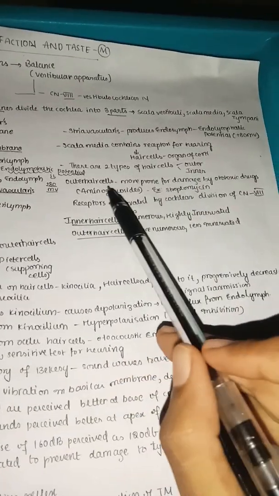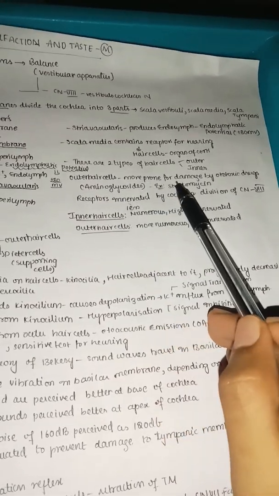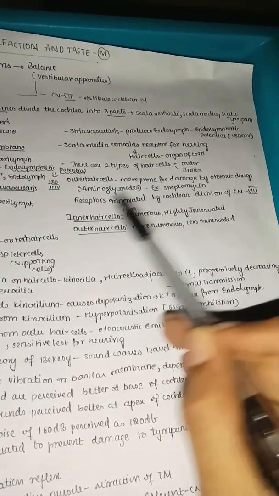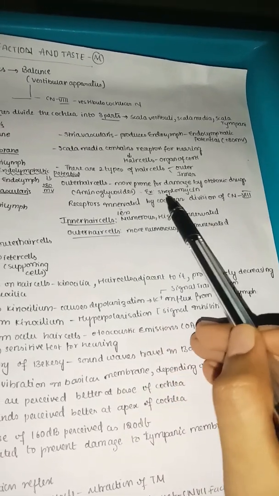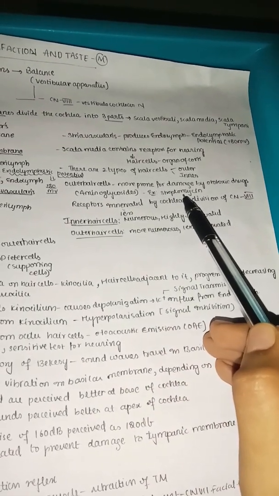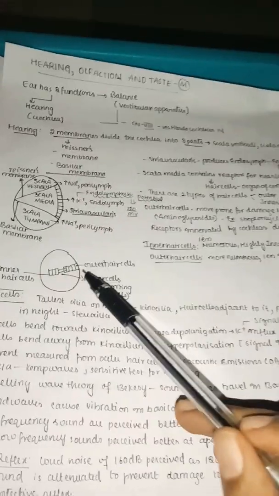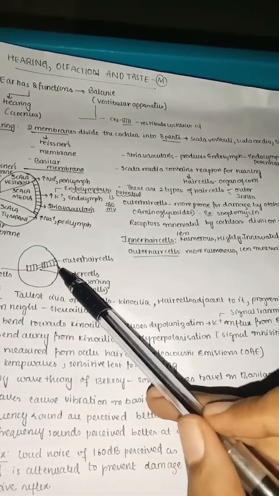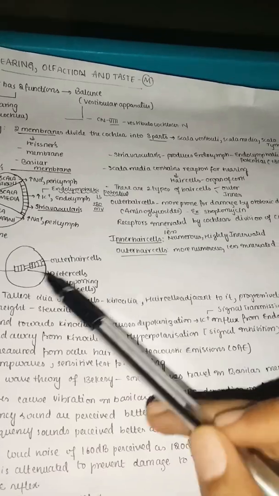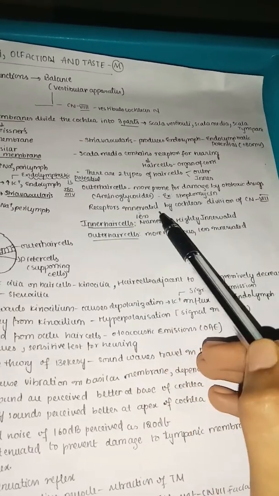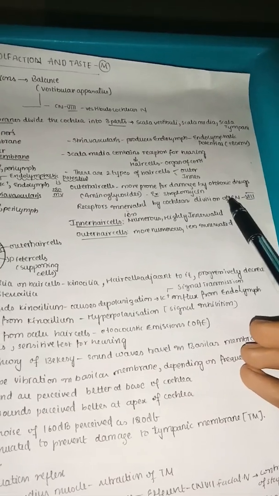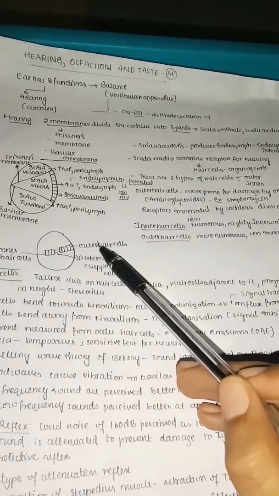Next, outer hair cells are more prone to damage by ototoxic drugs such as aminoglycosides. For example, you can take streptomycin. By usage of these kinds of drugs there is more damage to outer hair cells, because they are numerous and also they are present mostly on the outside. So these drugs can act upon them, for example streptomycin. And the receptors innervated by the cochlear division of cranial nerve 8 are both outer hair cells and inner hair cells.